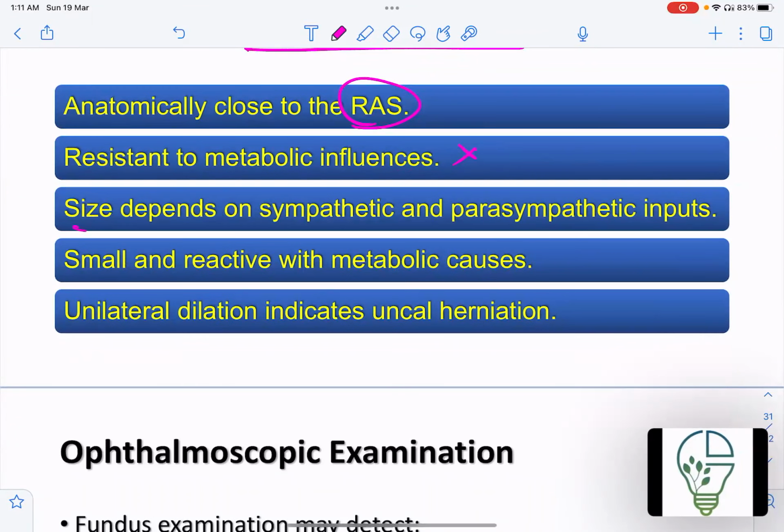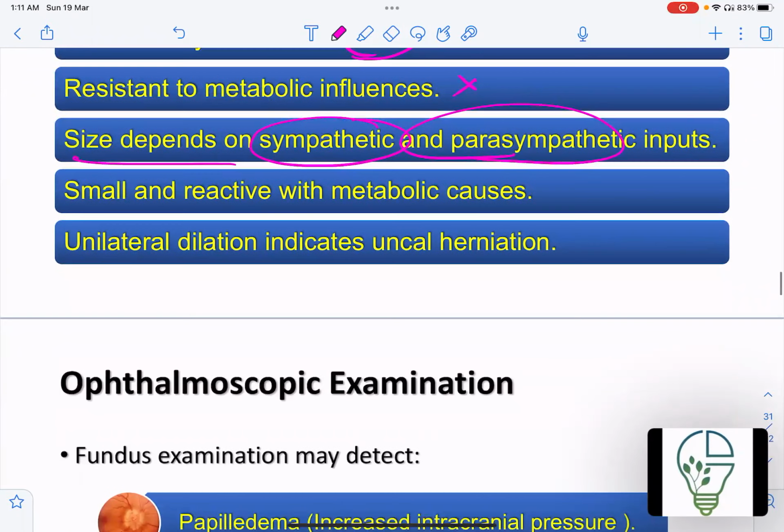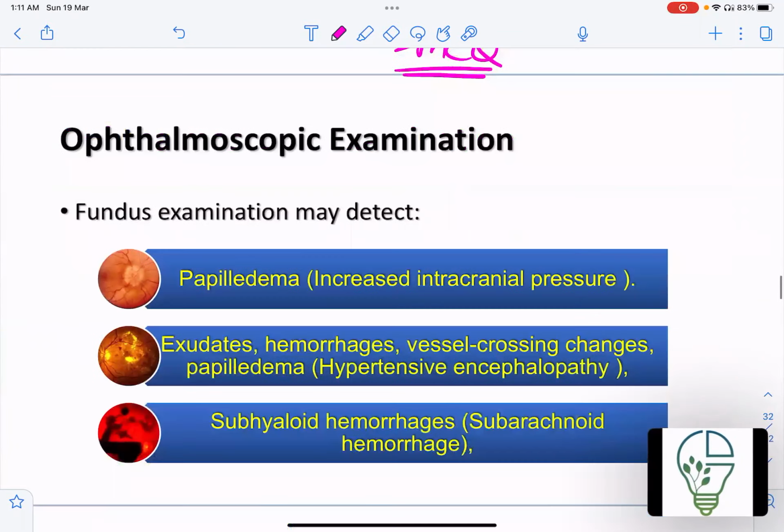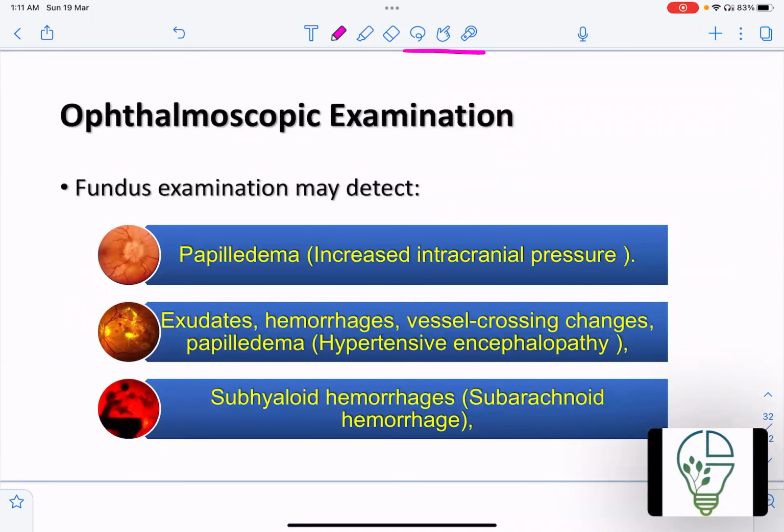The size depends on the sympathetic and the parasympathetic inputs, and if there is a unilateral dilation, it causes uncal herniation. This is an MCQ, so please focus on that. We also do a fundoscopic examination, fundus examination, using a direct or indirect ophthalmoscope. When we do the fundus examination, some of the findings are very important.